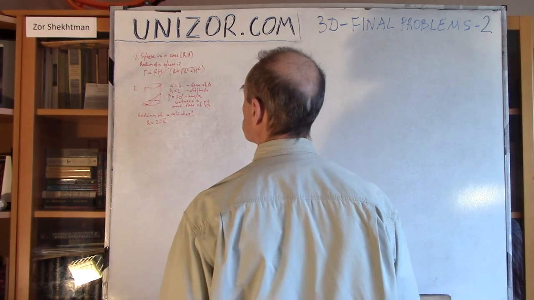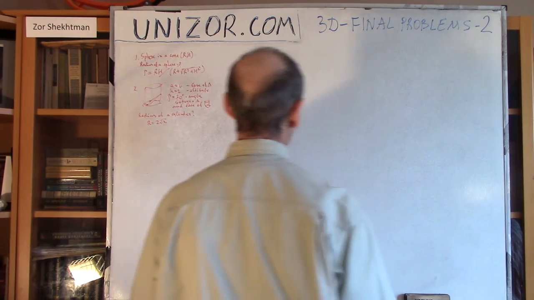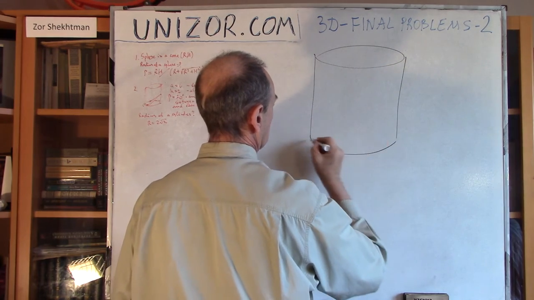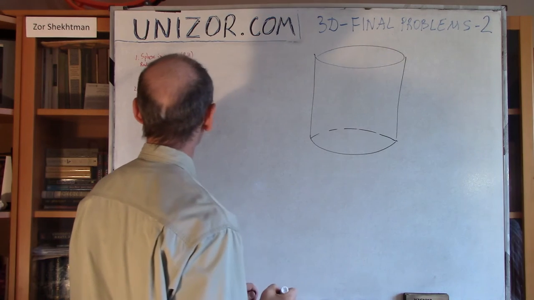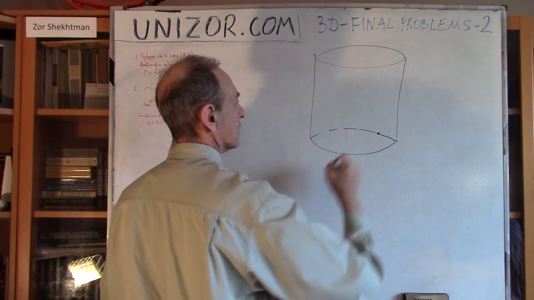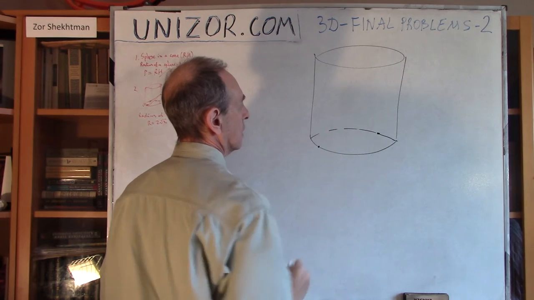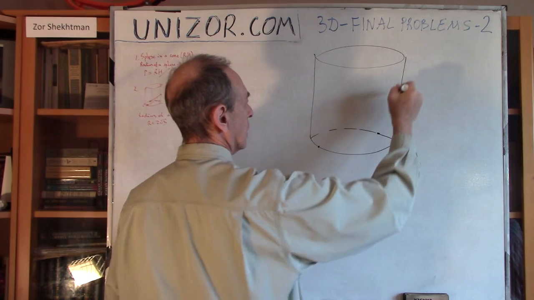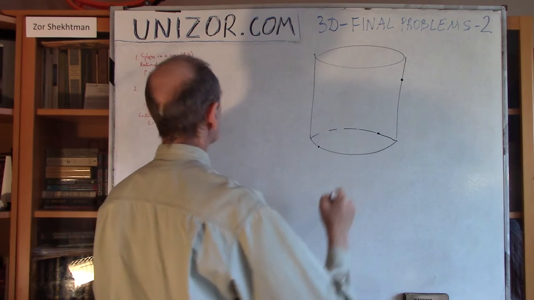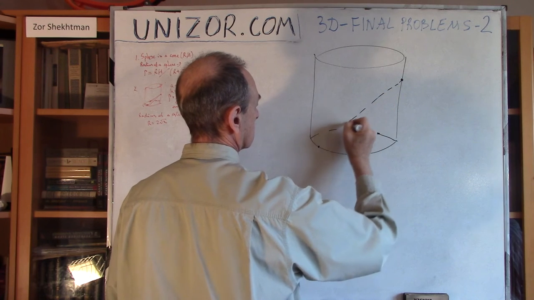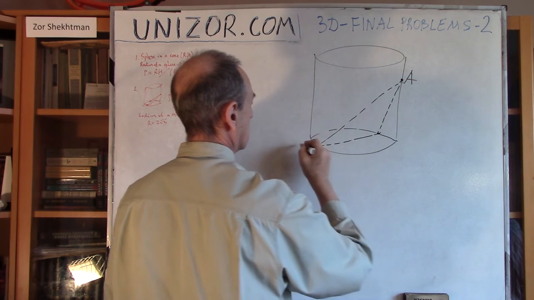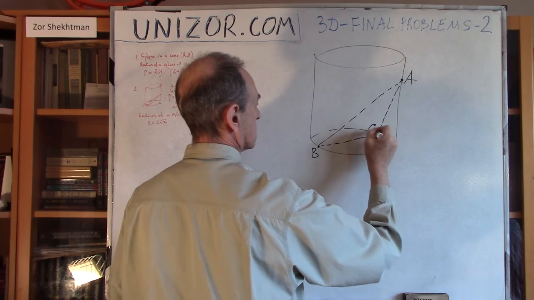Okay, next problem. Okay, you have a cylinder, and you have a triangle which is inscribed into this cylinder in the following way. Two points of this triangle are on the base and one point on a side. So let's connect it. Let's go A, B, and C.